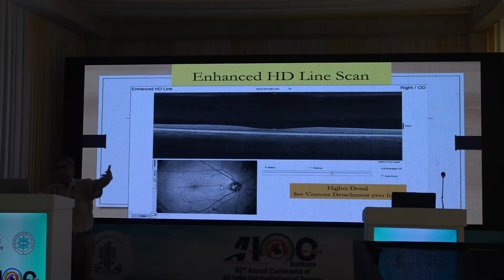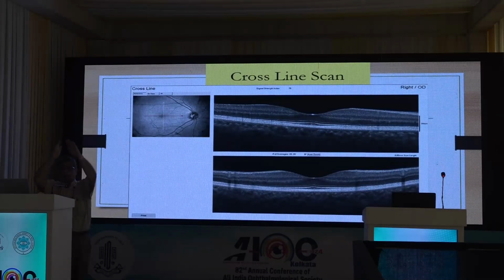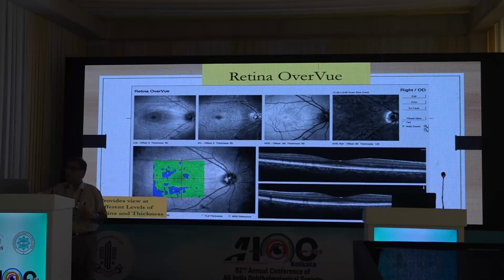You can even have an enhanced line scan. Suppose you want to see a particular area very clearly. So here, only this particular line, it shows you in more detail. But you want to see the entire retina up and down, so you use a cross line scan. So at least up and down you see. But again, you could miss something here. You could miss a lesion on the side. So we then prefer to do not just the line scans, but also an overview. You see the en-face image and see what is happening at every level, at the level of the ILM, at the level of the RPE.